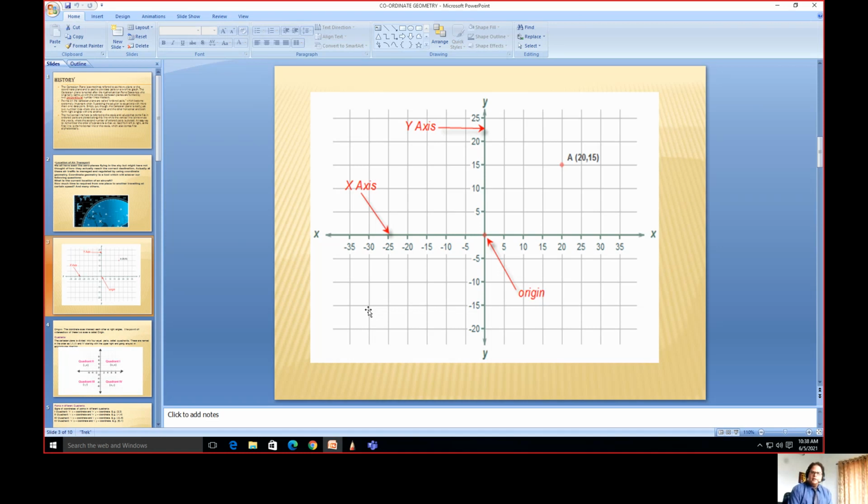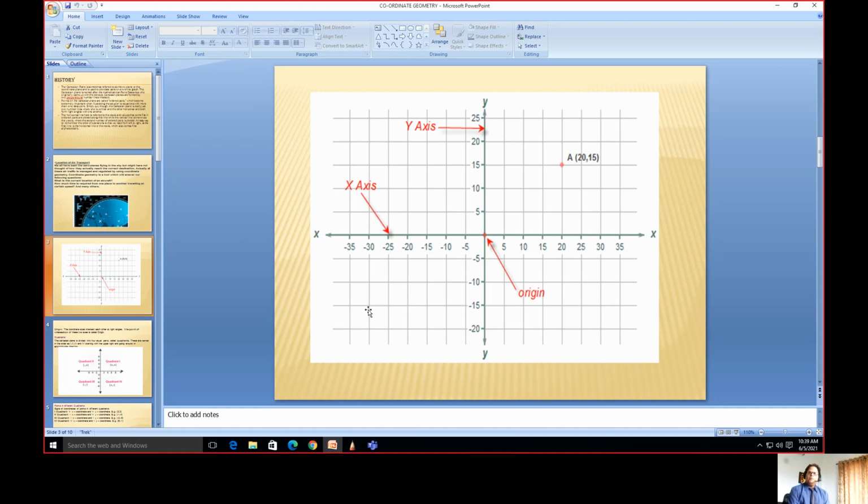You see in this Cartesian plane, there is the x-axis, which is a horizontal line, and the y-axis, which is a vertical line, and the point where these two lines meet is called the origin. All right, and the coordinate of the origin is (0, 0).